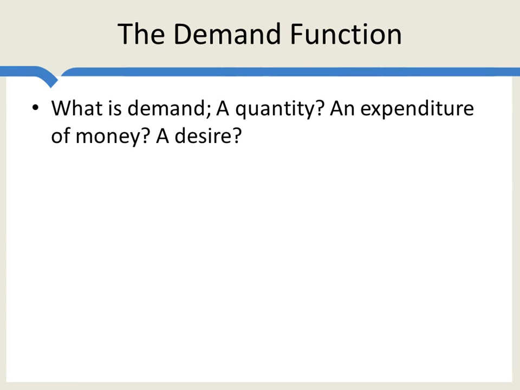The classical economists were not very clear about demand. Is it a quantity? Is it an expenditure of money? Is it a desire? This led to confusions over quantity demanded and the shifting of the demand curve, that's how we would put it today, and other things.